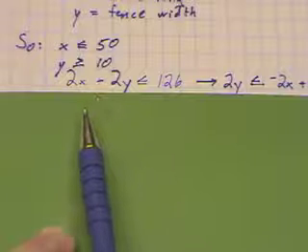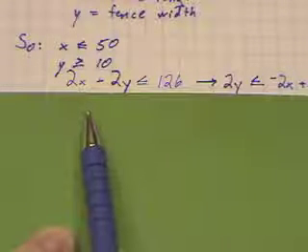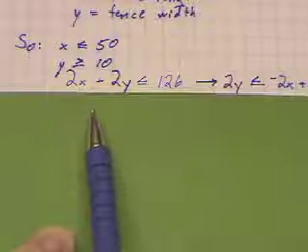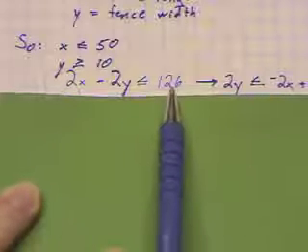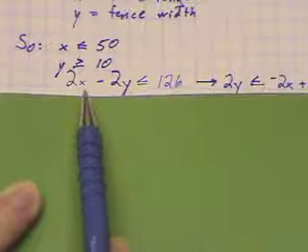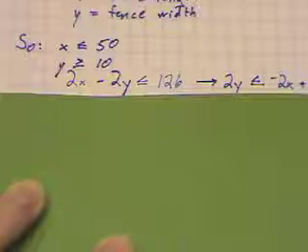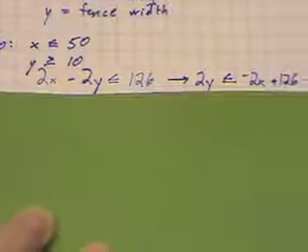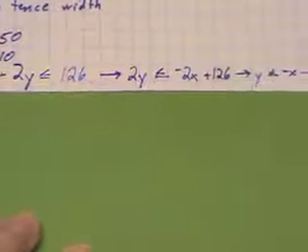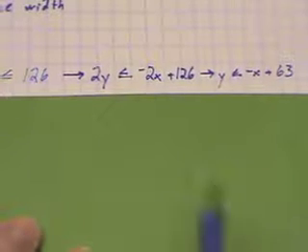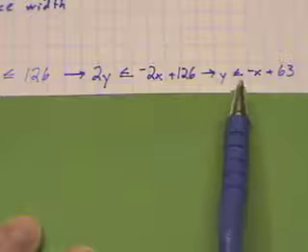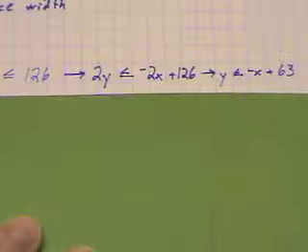The entire perimeter of the fence, because you have 126 feet of it, can only be 126 feet, which means 2x plus 2y is less than or equal to 126. And I'm just going to put that into slope-intercept form so I can graph it more easily, which looks like this. Y is less than or equal to negative x plus 63.